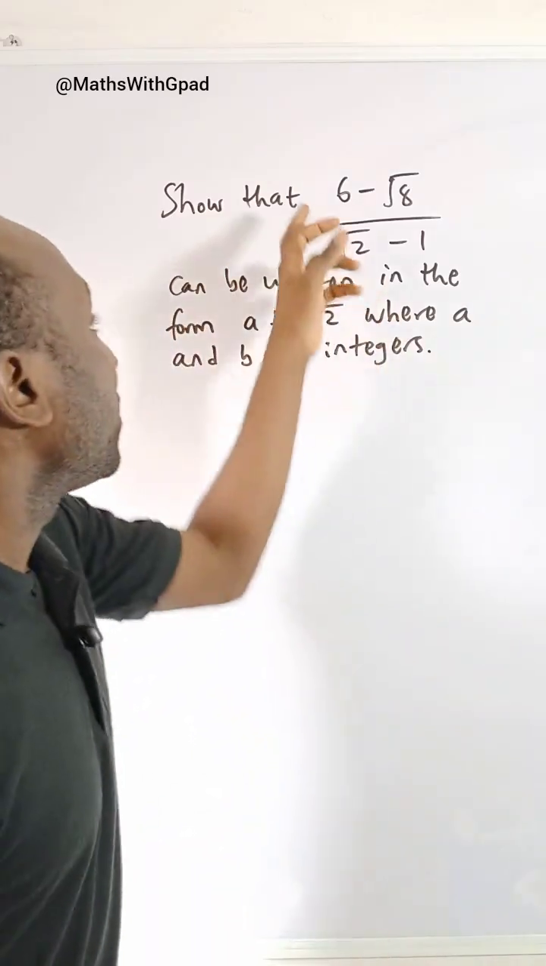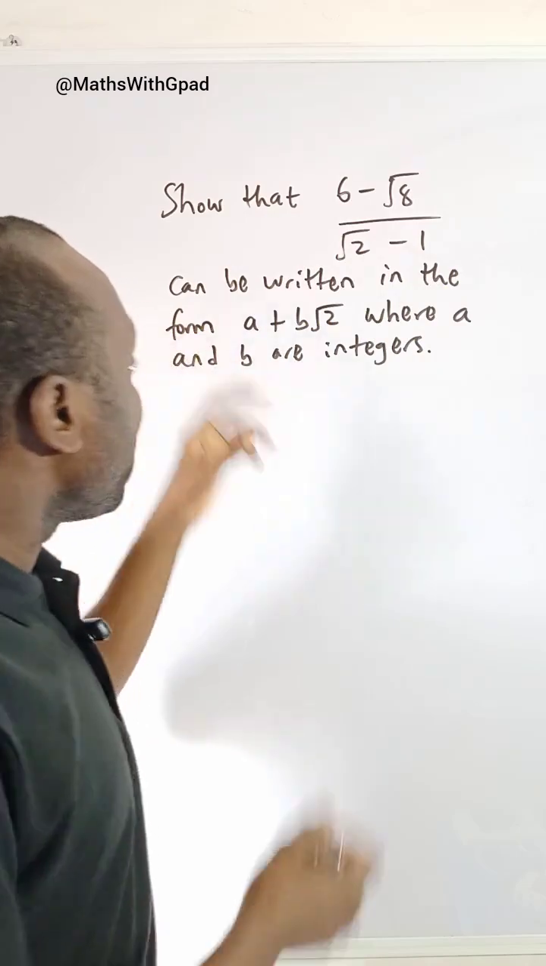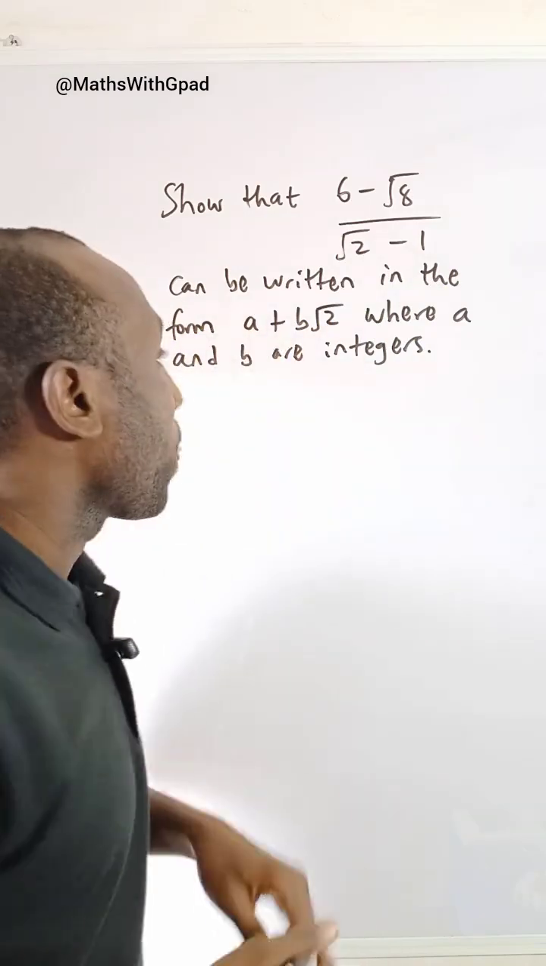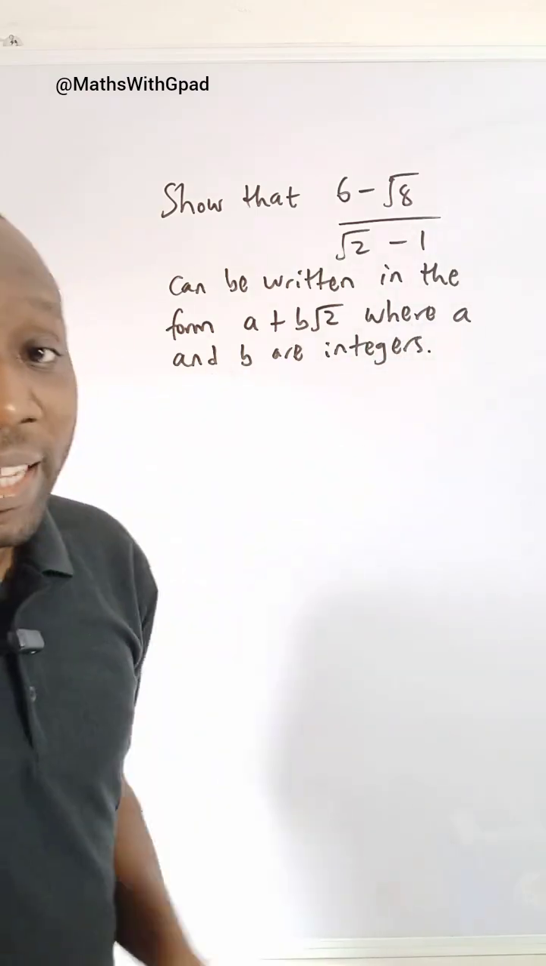Let's show that (6 minus root 8) over (root 2 minus 1) can be written in this form, a plus b root 2. And we also need to be aware that a and b are integers.